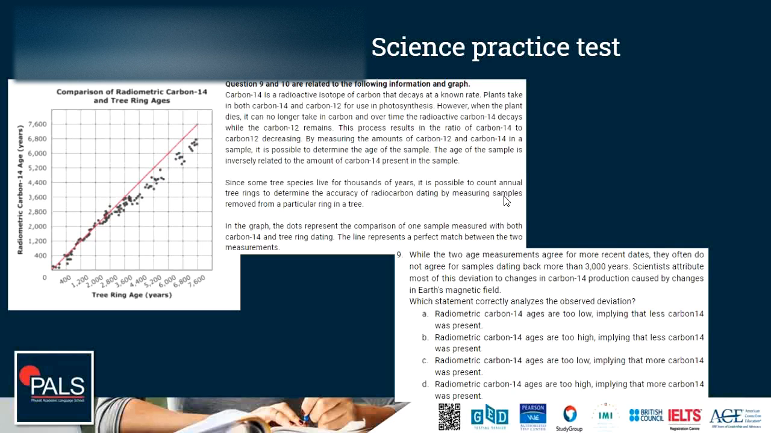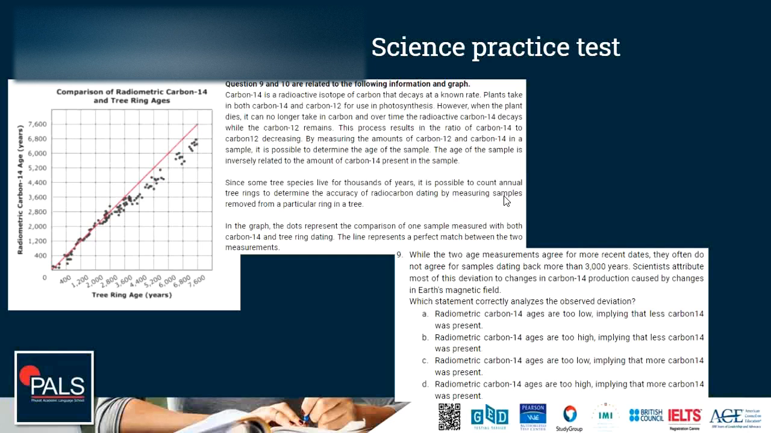All right, question 9 and 10 are related to the following information and graph. Carbon-14 is a radioactive isotope of carbon that decays at a known rate. Plants take in both carbon-14 and carbon-12 for use in photosynthesis. However, when the plant dies, it can no longer take in carbon, and over time the radioactive carbon-14 decays, while the carbon-12 remains. This process results in the ratio of carbon-14 to carbon-12 decreasing.